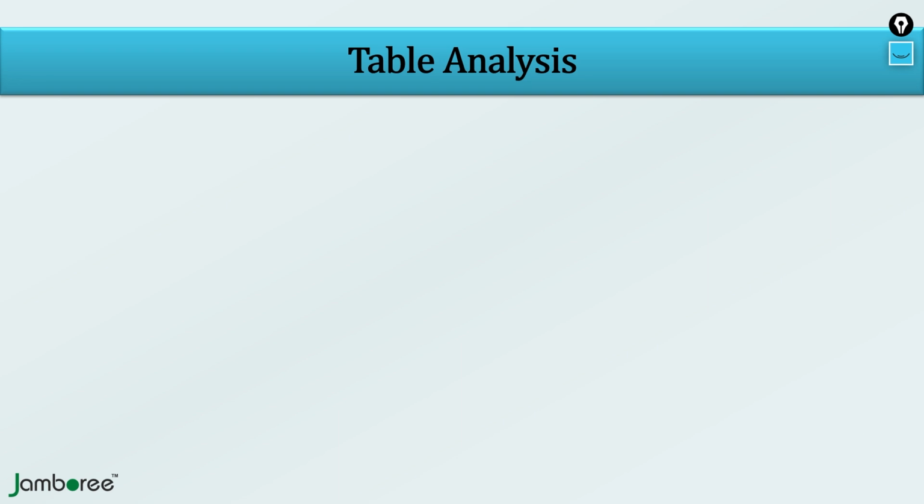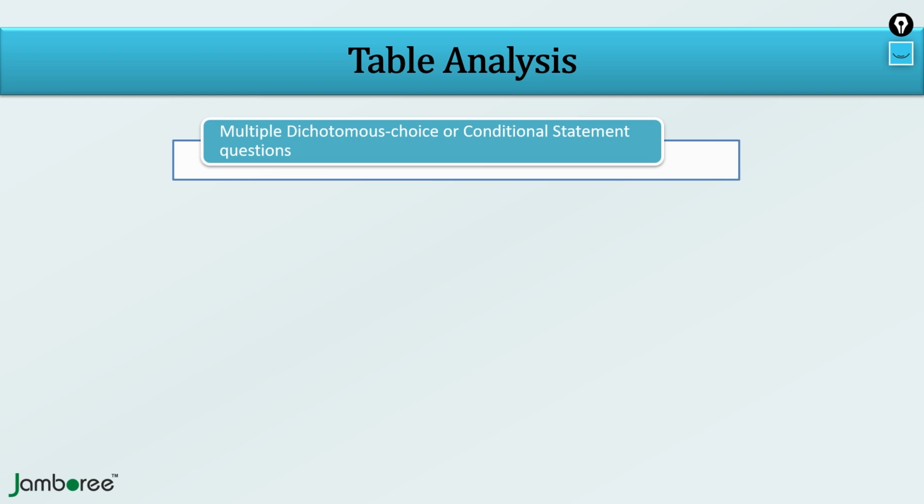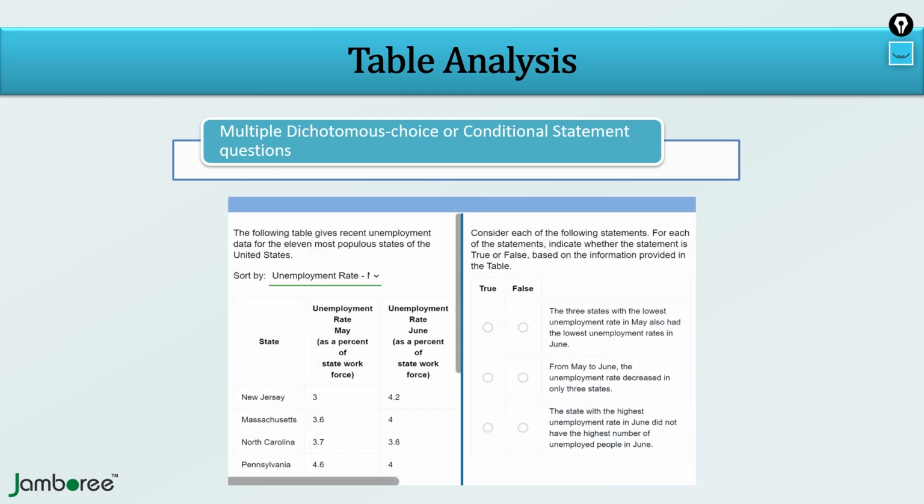Now, the questions of table analysis. Here the questions are multiple dichotomous choice or conditional statement type. That means they are asking whether a statement is true or false, or yes and no, and so on. Generally we get 3 to 4 subparts in table questions, and as we know, whenever there are subparts, all the parts must be correct to claim credit for the question.